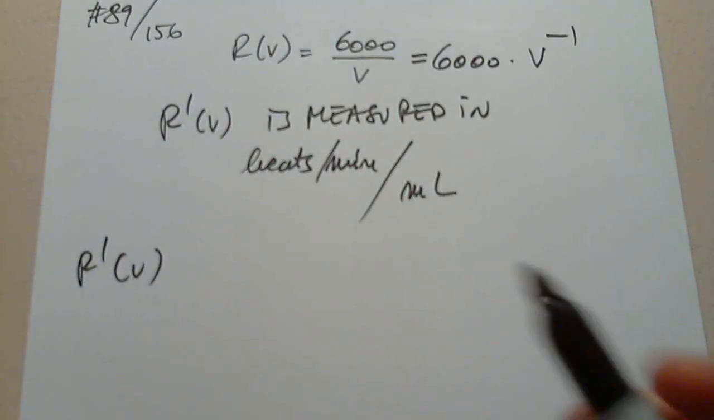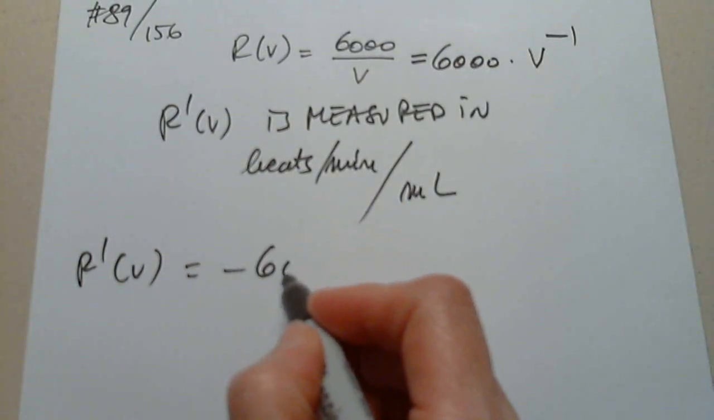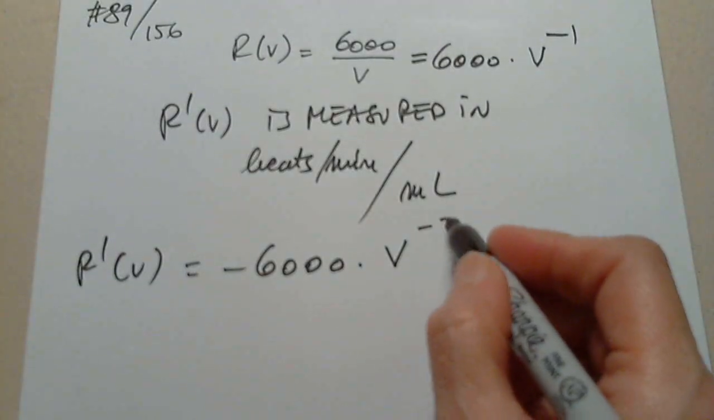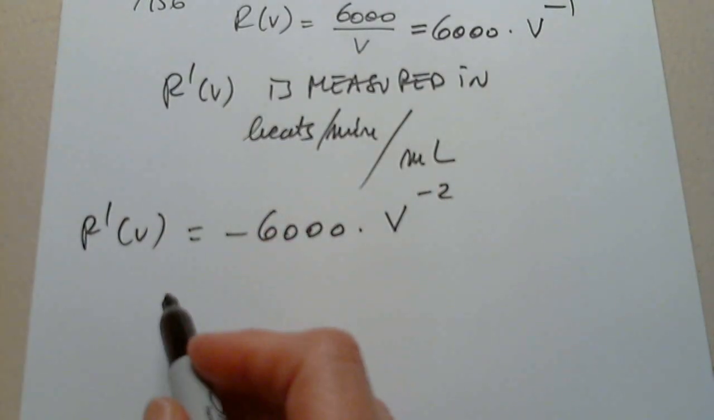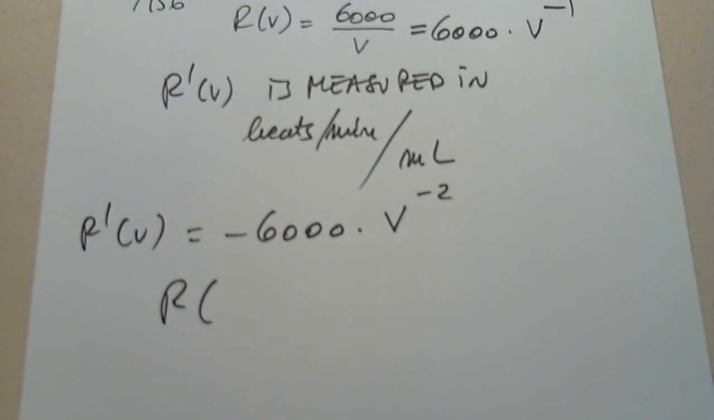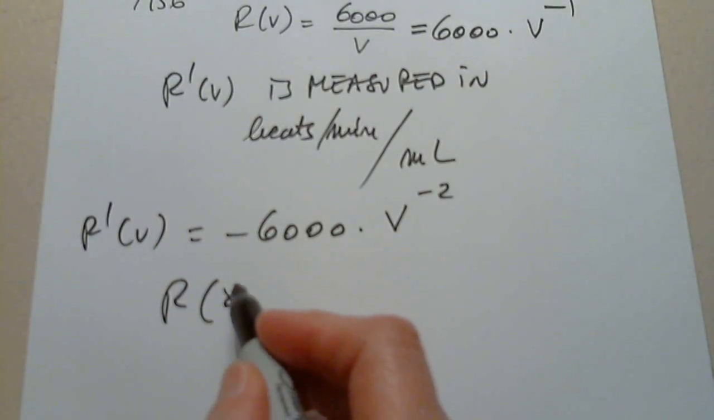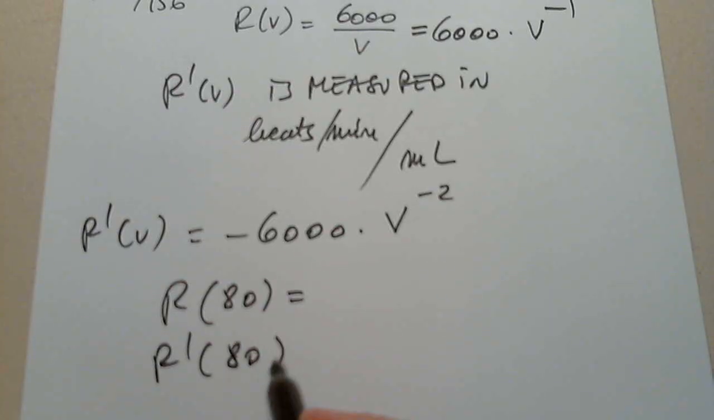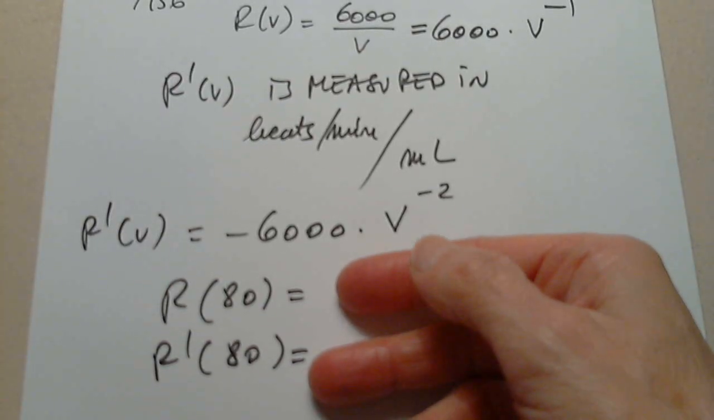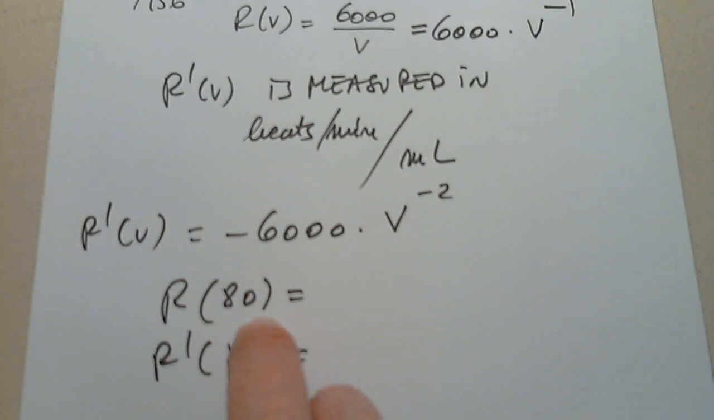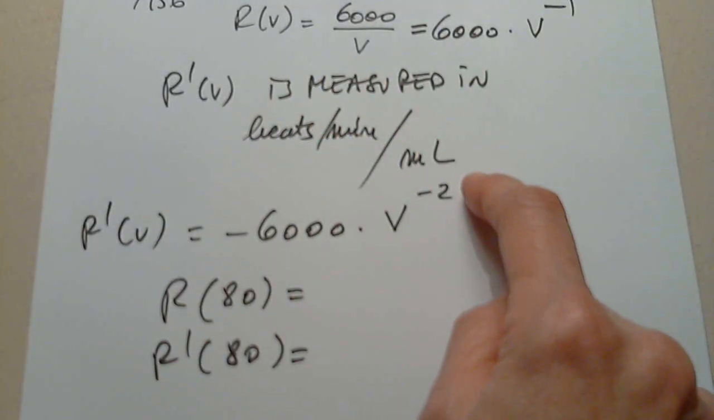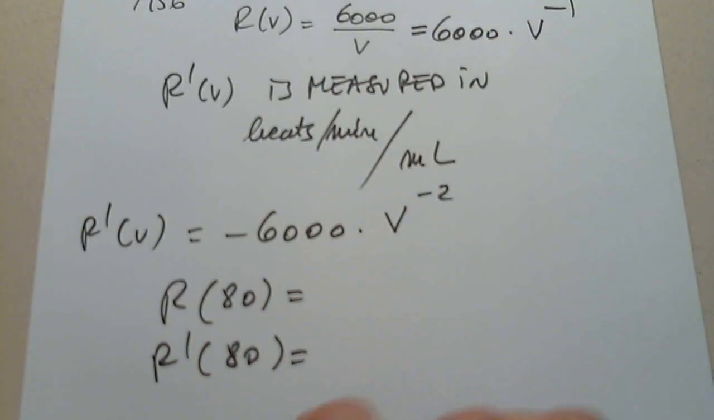So r prime of v is: bring down the power and subtract 1 from the power. And now we're asked to determine r of 80 and r prime of 80. These will have two different measurement units. This one has beats per minute, but this one has beats per minute per milliliter. So please understand the difference.